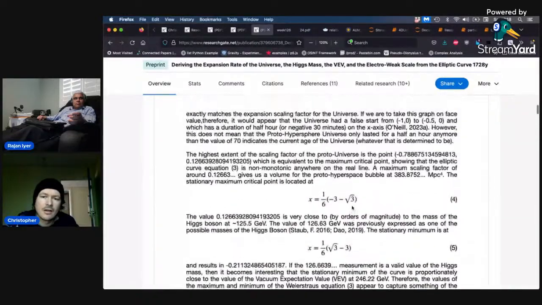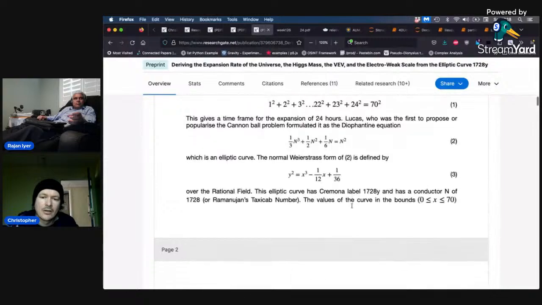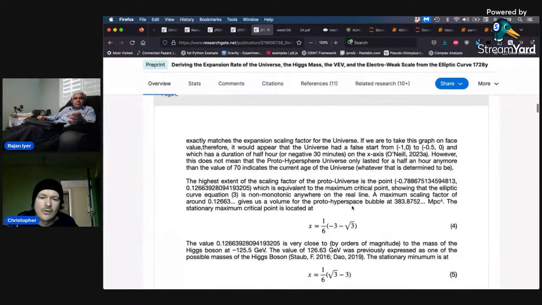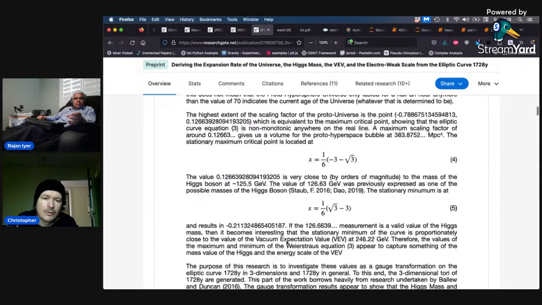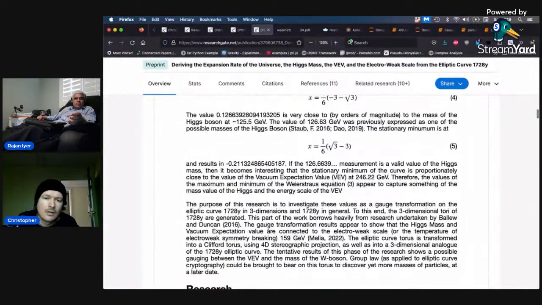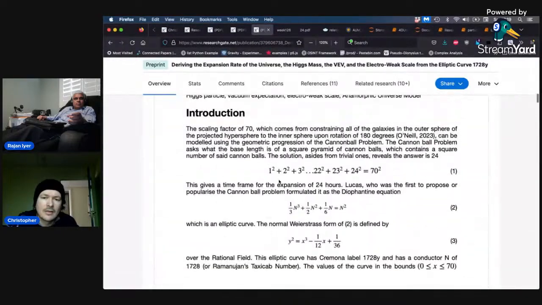So there's this idea of the initial size of the universe. We have, how do you say, a proto hyperspace bubble. But so we have this maximum critical point at this value, and a minimum critical point as well at that value. So when we look at this equation, we can turn it into a Diophantine equation of this sort, which is an elliptic curve.